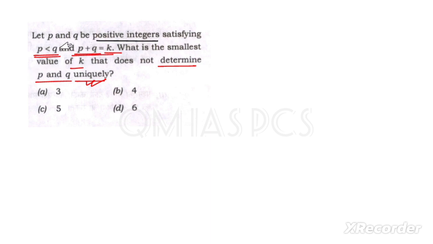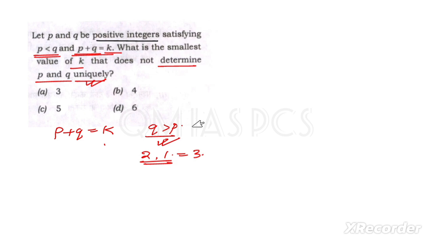We have to write the statement like p and q sum is k and q is greater than p. P is less than q, that is, q is greater than p. So both numbers should be different, because this statement is given. So the smallest numbers must be 2 and 1, and the sum will be 3, that is k.